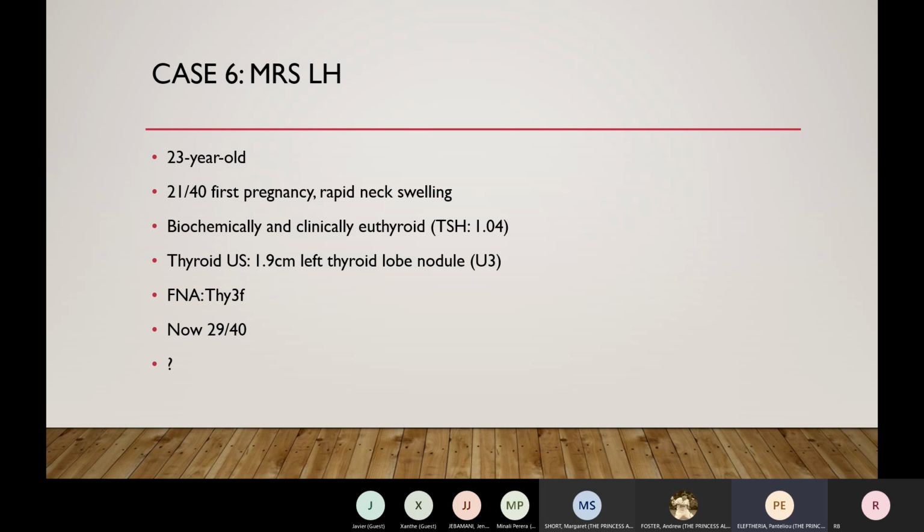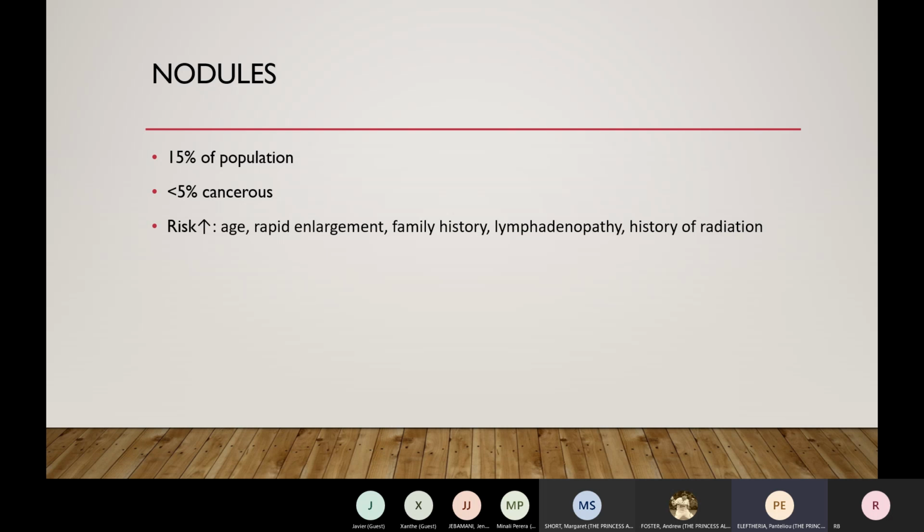At the moment she's 29 weeks pregnant. She has gone past her second trimester. This has been referred to the MDT to see what the next step will be in her management. And thyroid nodules are common. After a certain age, almost 15% of the population has one. The majority of them are non-cancerous.